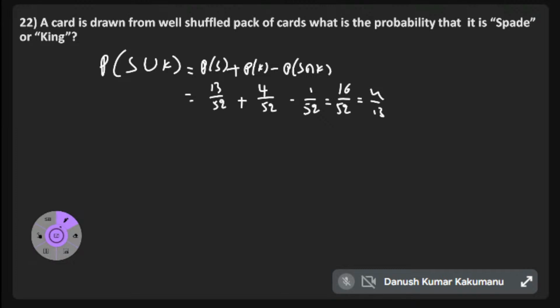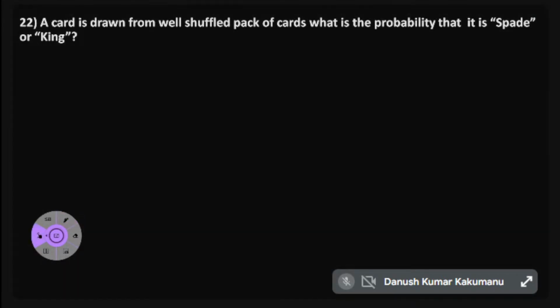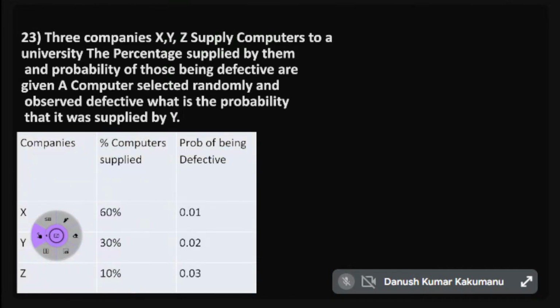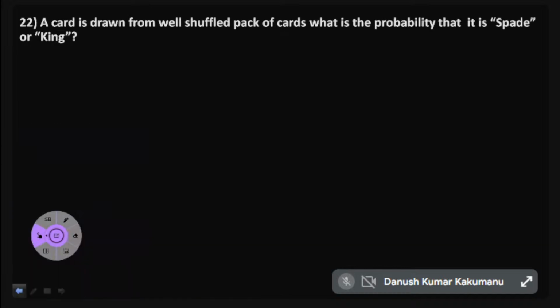Okay, coming to the next. Completed, okay. Where is our previous slide? So this question is completed, right? Okay. Here I am going to ask you some more questions. Probability of king or spade we have done. One more question here I am going to write.